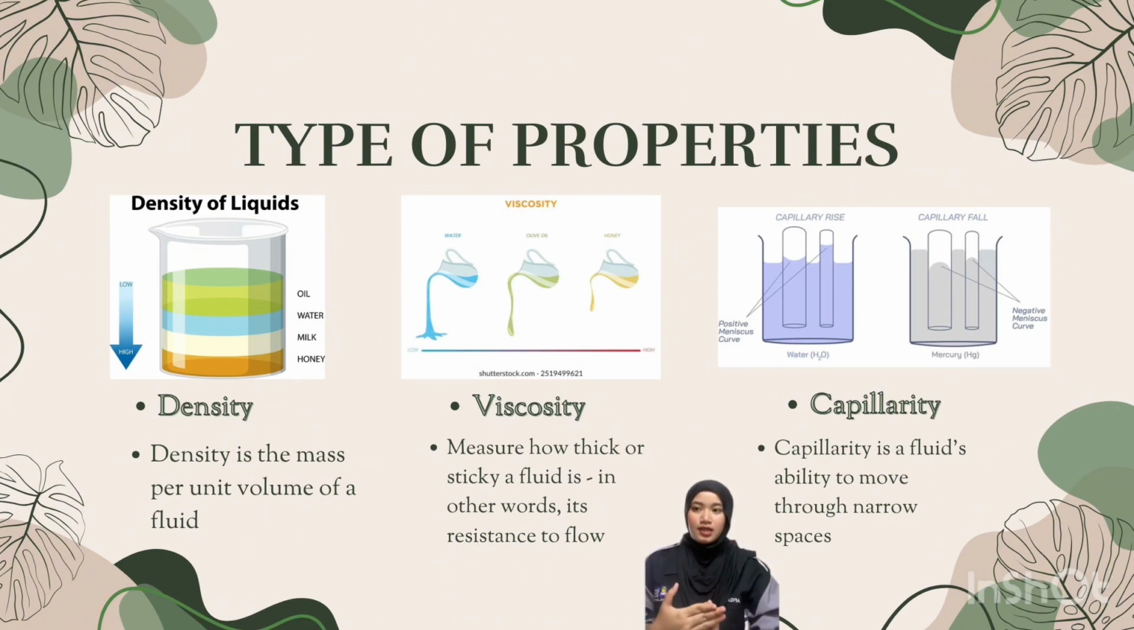Next is viscosity. The viscosity experiment is to measure how thick or sticky a fluid is. In other words, its resistance to flow. In this experiment, we will use the Stokes method or falling ball method, where we measure the time taken for the ball to fall through the fluid, and observe how the viscosity affects the fluid.